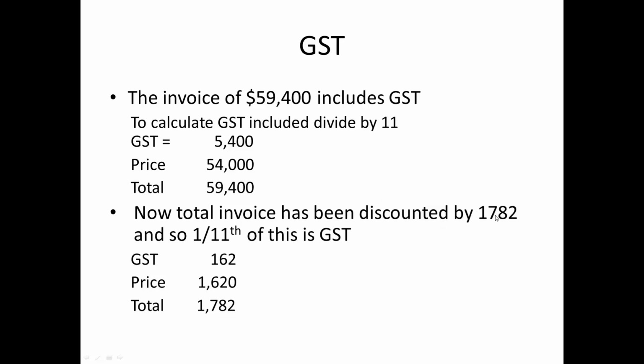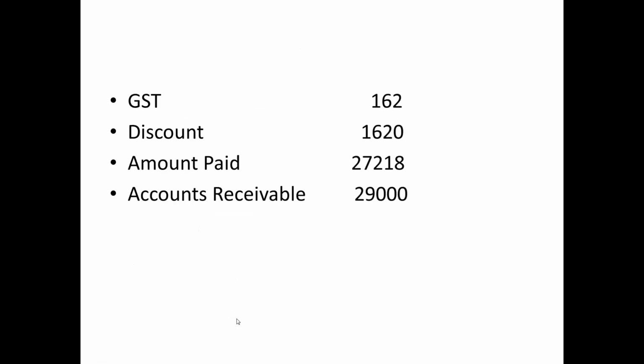So the discount being given in total, 1782, we divide that by 11, because 1/11th is GST and 10/11ths is the actual sales price. So 1782 divided by 11 is 162, then multiply that by 10 is the price, 1620, which comes out at a total of 1782. So that's good. That's the amount we wanted to come to, because that's the discount that we've worked out.